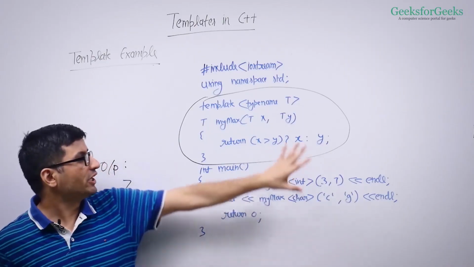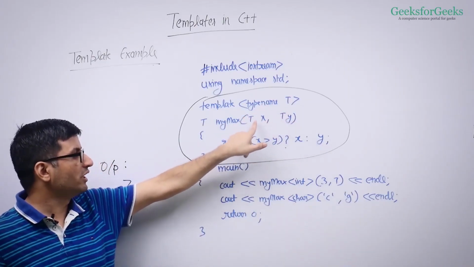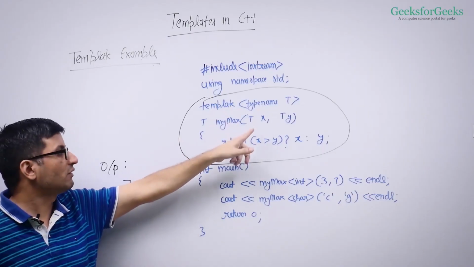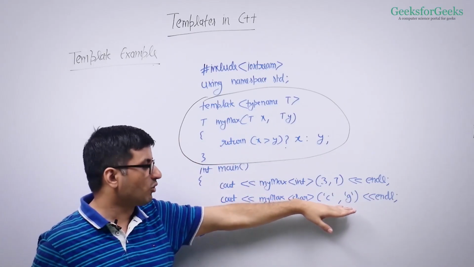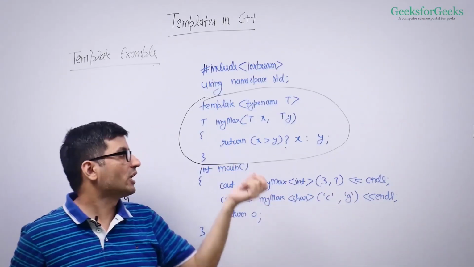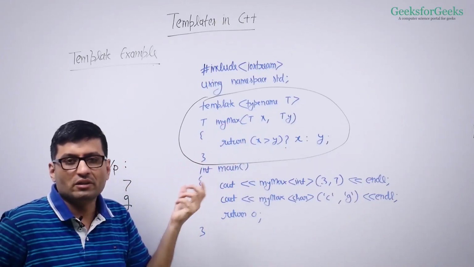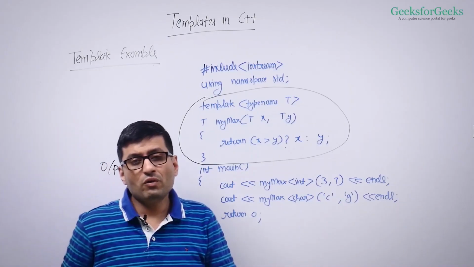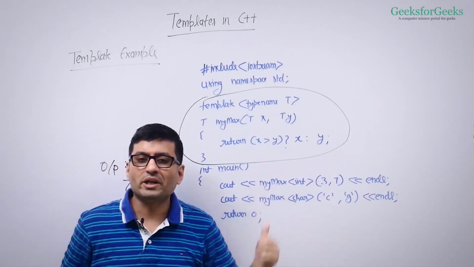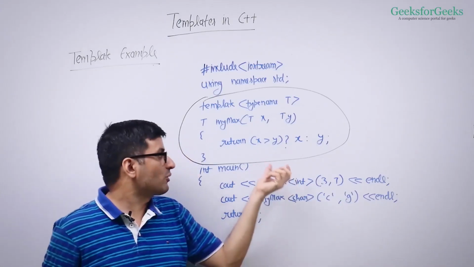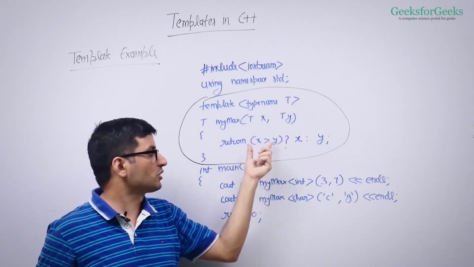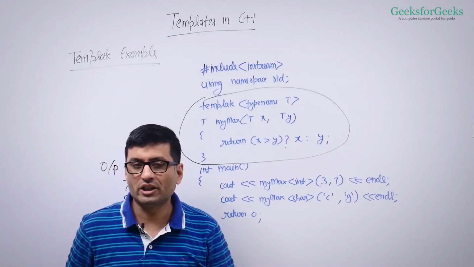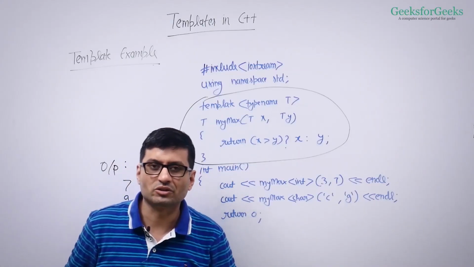The compiler internally creates two functions, one with int in place of T and one with char in place of T. And if you make one more function call for float or your own defined type, then one more function will be created, right? If you are using the same template for your own class, you will have to make sure that your class does operator overloading and overloads this particular greater than operator, right? Then only you can use it. That is something you have to make sure in your class.